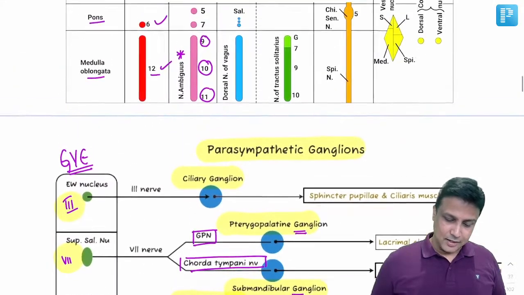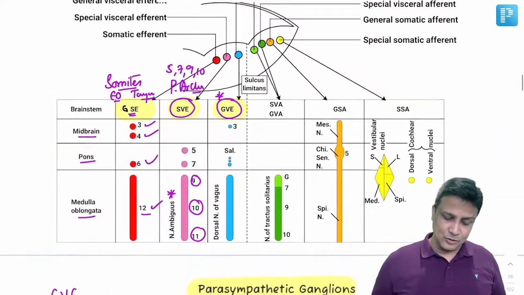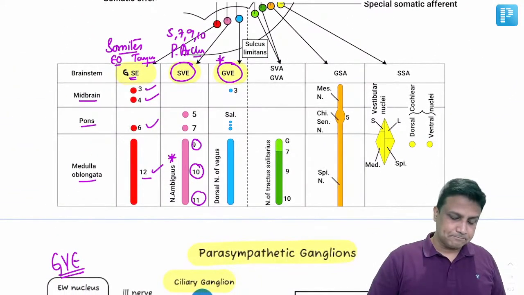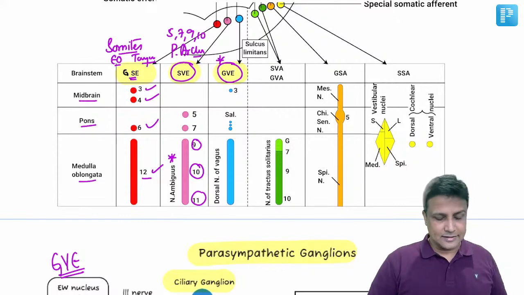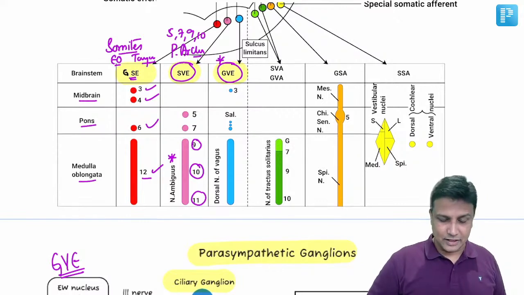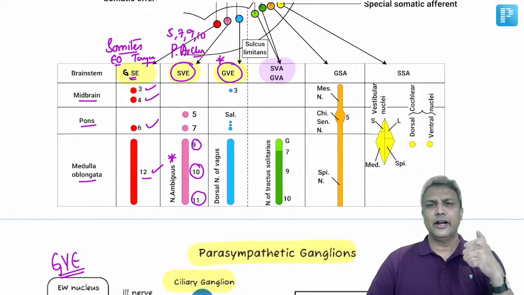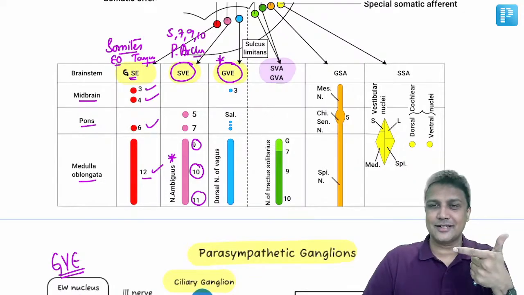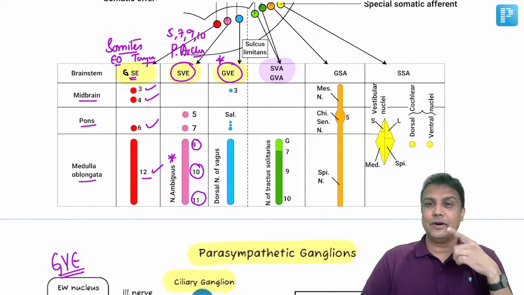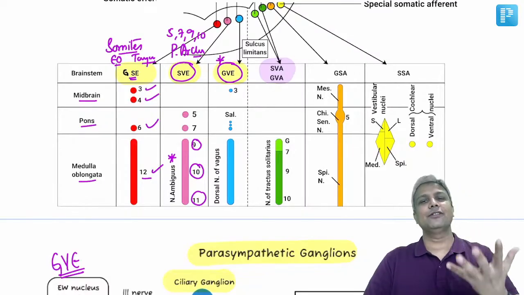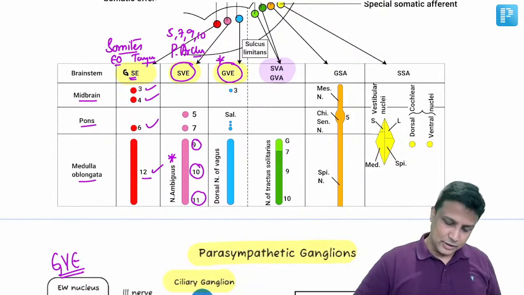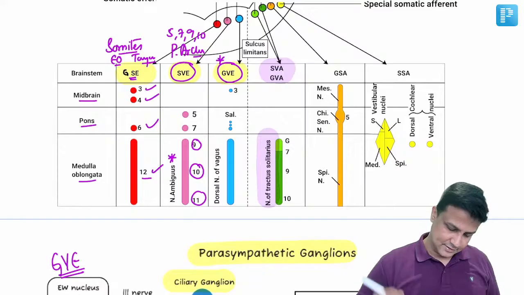Perfect. Now coming back to the sensory nuclei here, the sensory columns. In the sensory column, again the same thing, it will be like a mirror image here, SVA and GVA, special visceral afferent and general visceral afferent. It is about the special sensation and general sensation from the tongue. And from the tongue, the special and general sensation will finally be coming to the nucleus of tractus solitarius.